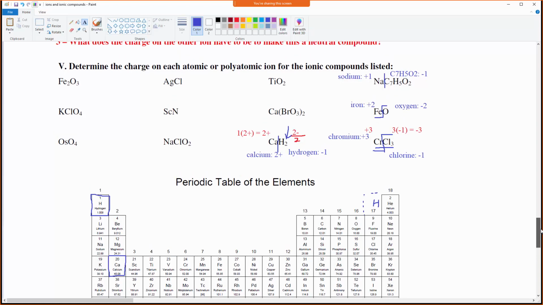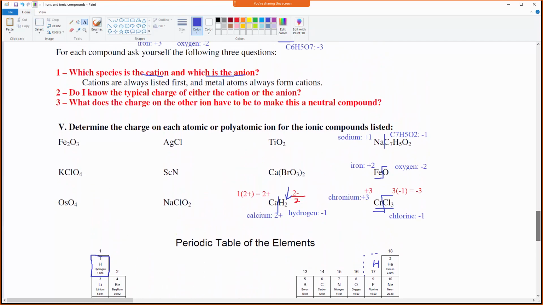Okay, a little bit tricky. You guys let me know if you have further questions on that one. All right, let's do this calcium with this funky bromine thing.